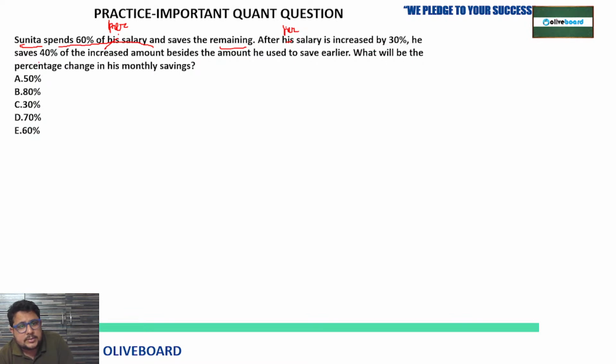30%, okay, we can put he. Why we are changing this? It is not going to change the meaning because everywhere it is mentioned as he, his. Okay, I'm not changing that. Okay, see, Sunita spent 60% of his salary, saves the remaining, and after his salary is increased by 30%, he saves 40% of the increased amount. Remember this line, besides the amount he used to save earlier. So apart from that, what will be the percent change in the monthly savings?